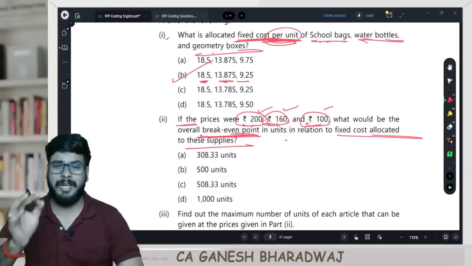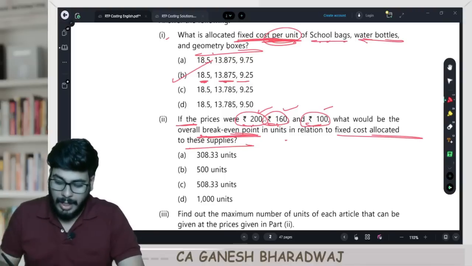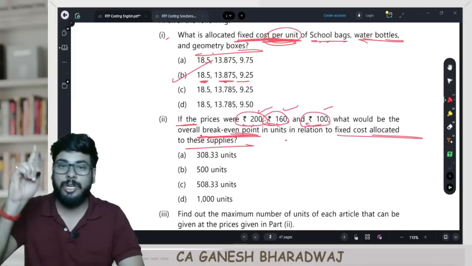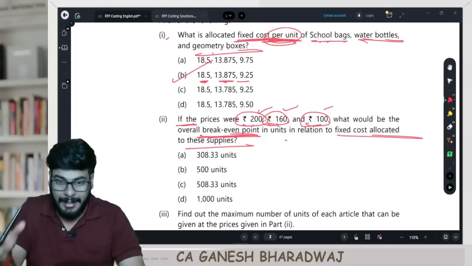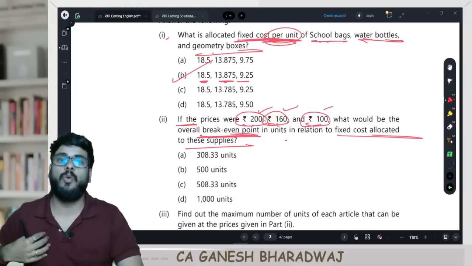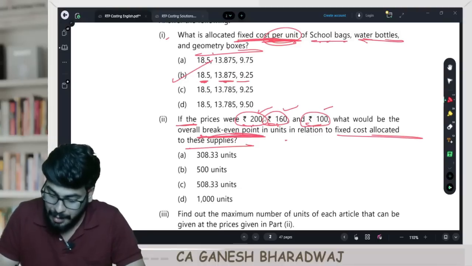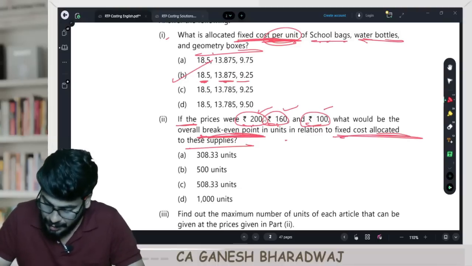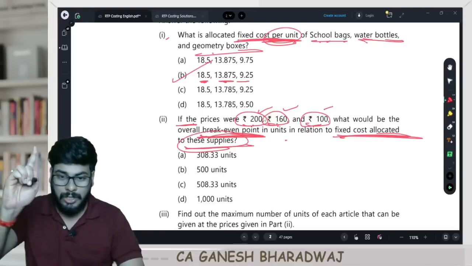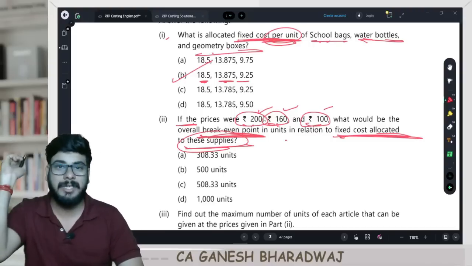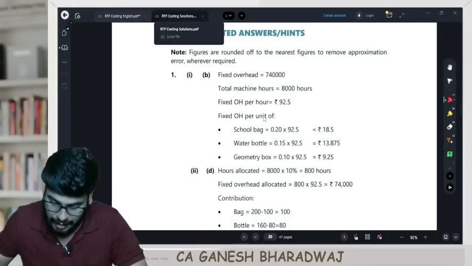Now, a very, very important understanding that you need to have. They are asking only about the 10% capacity, right? For that 10% capacity level, what is going to be the break-even point? That's why they are asking, calculate the break-even point in relation to the fixed cost allocated to these supplies. These supplies means the fixed cost pertaining to the 10% capacity level, you need to calculate. Are you clear with this? This is exactly what they have done.